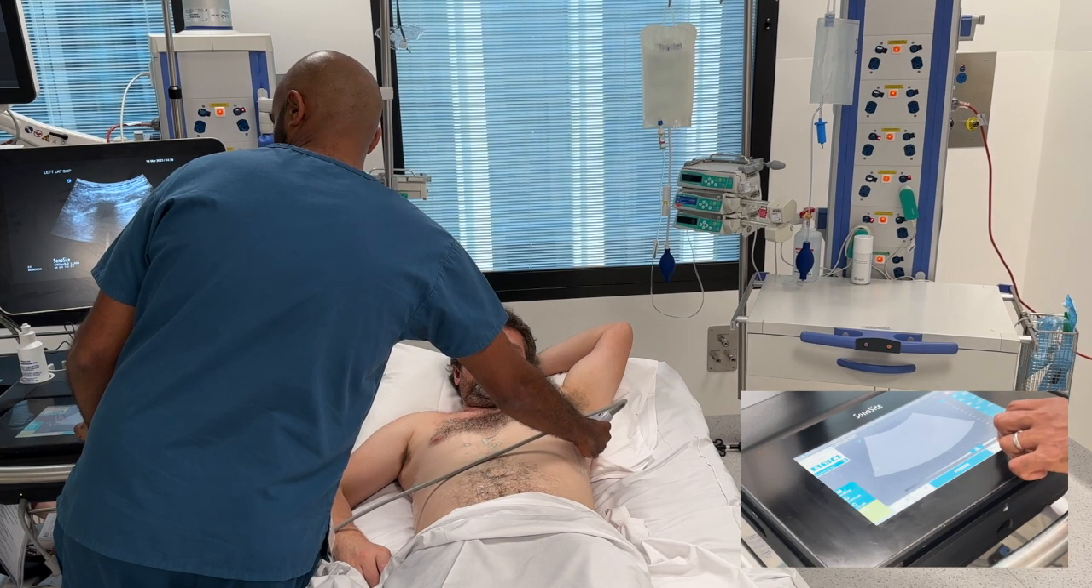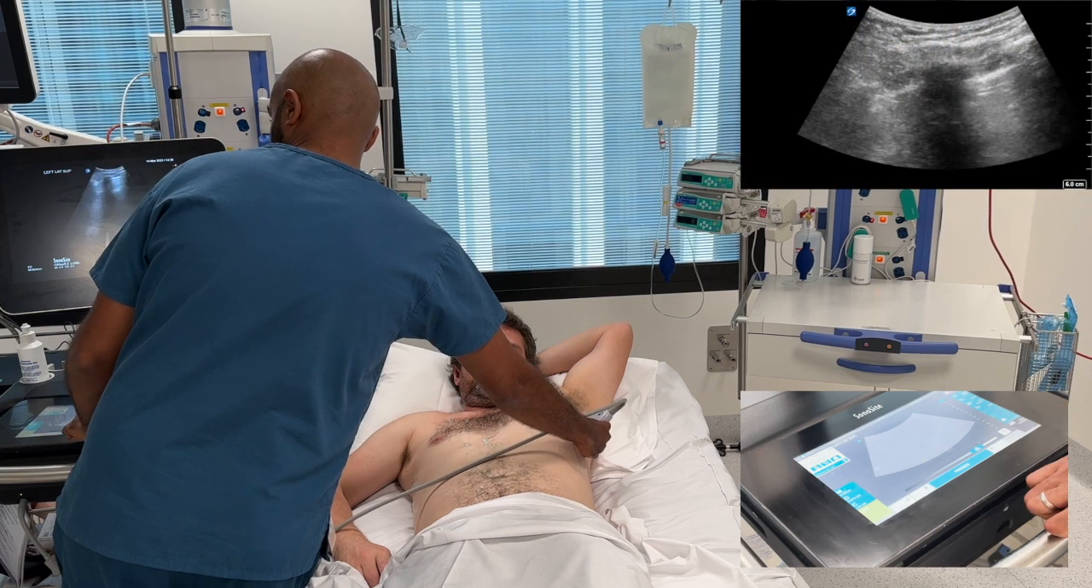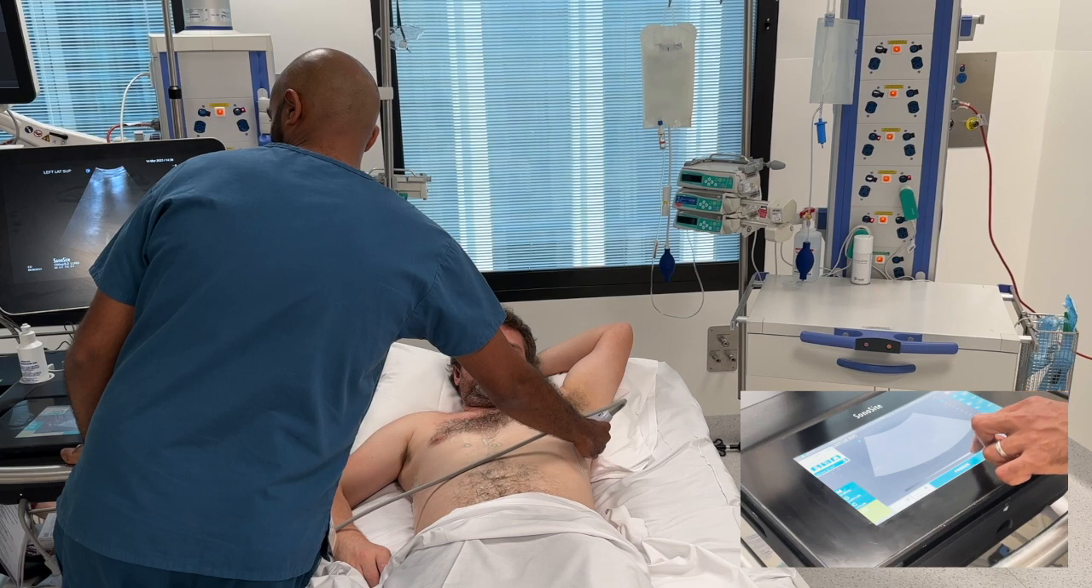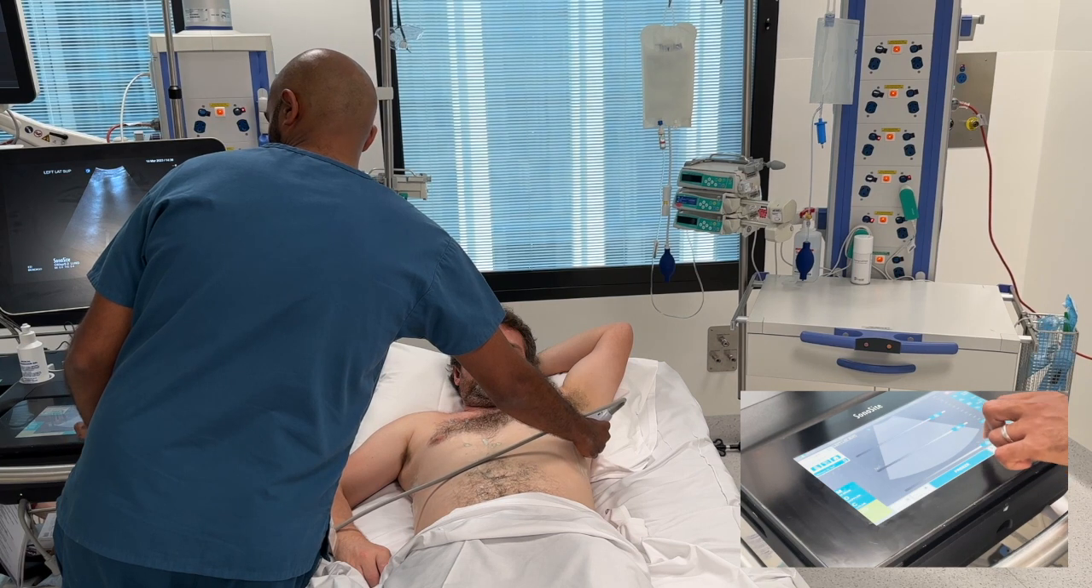Here we're performing the left lateral superior view, assessing the pleura for sliding, and then similarly increasing the depth and the gain.